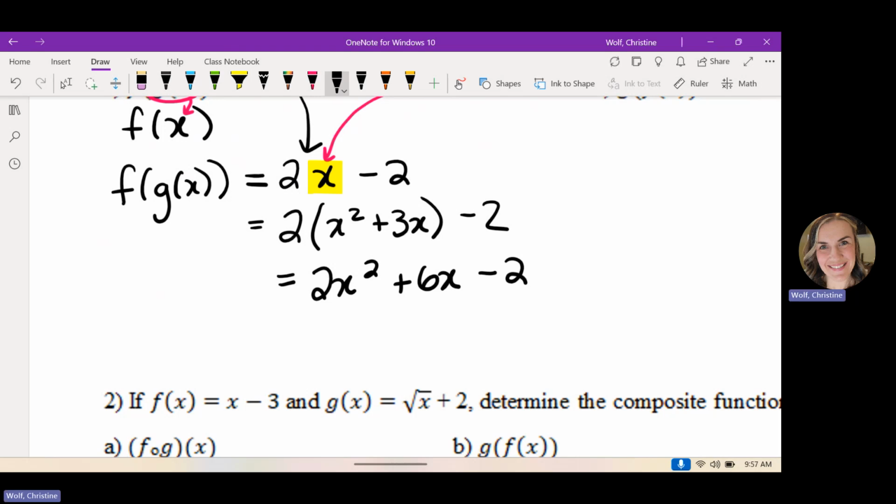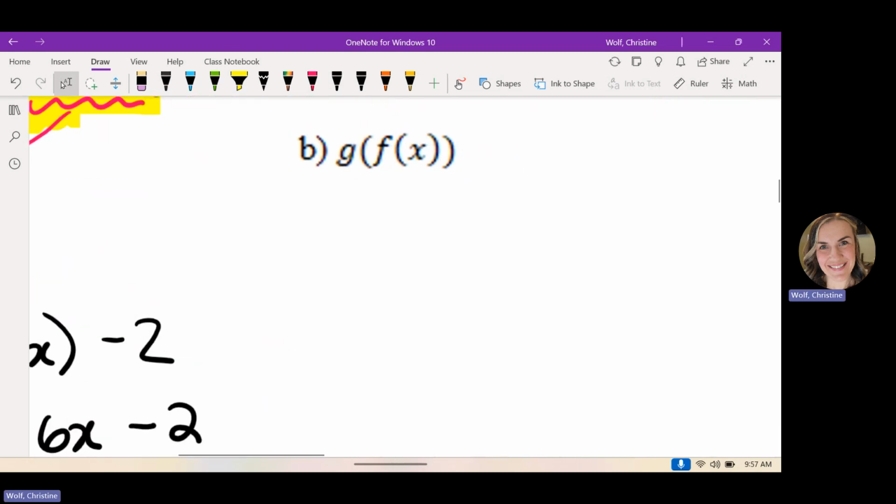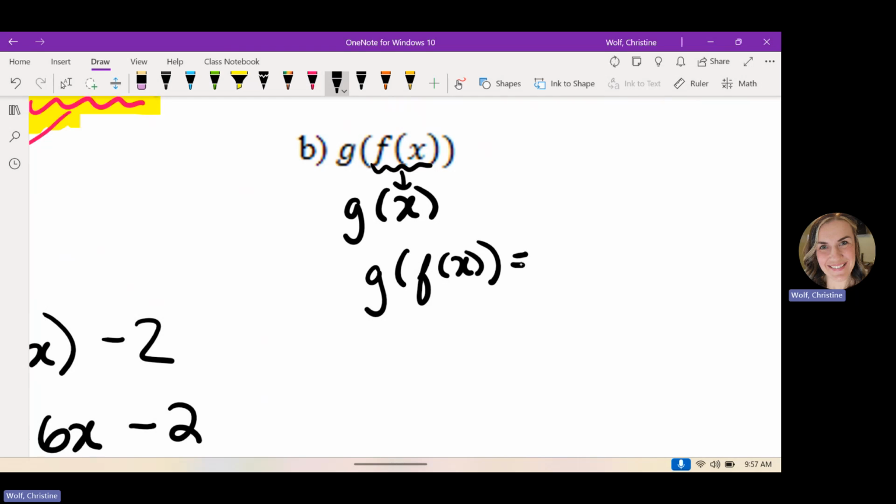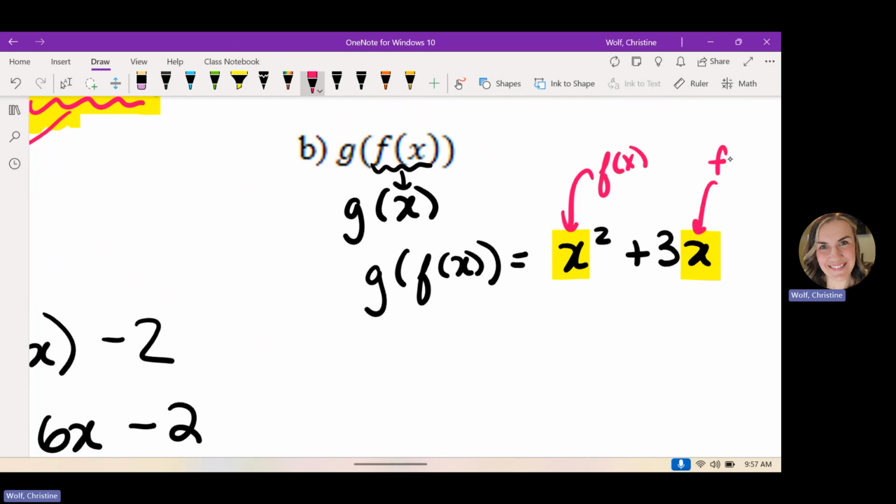We're going to do the same thing for b, but we're going to flip it. So for b, I want g of f of x. So that means if originally it was g of x, I am replacing any x in g with what f of x is. So you start with g of x. I'm going to start by writing g of x down. Okay. But I locate my x's in g of x. And I replace those with what f of x is. So I have to insert f of x twice. Okay?